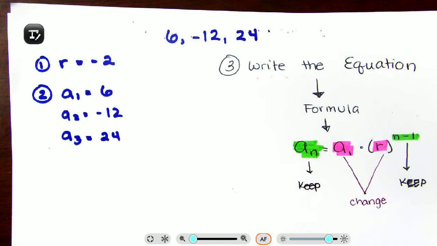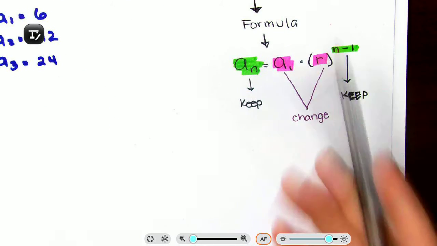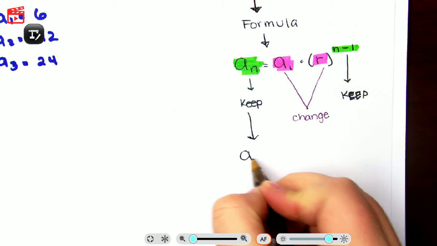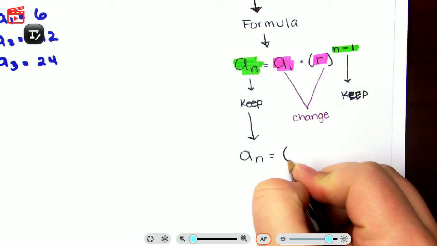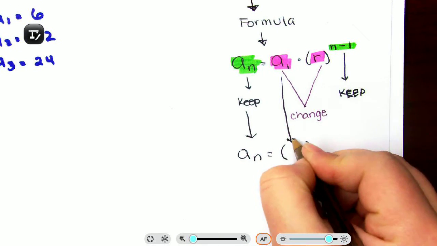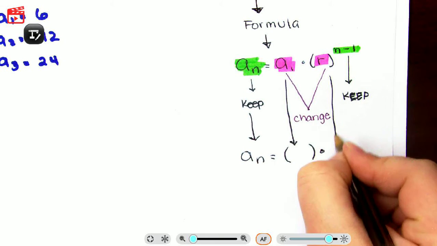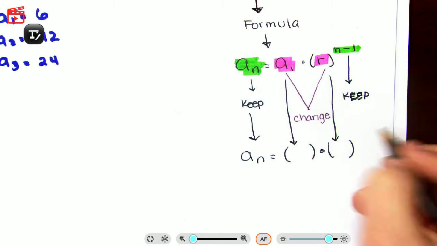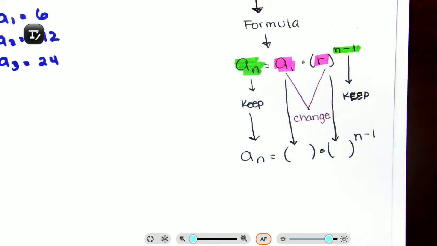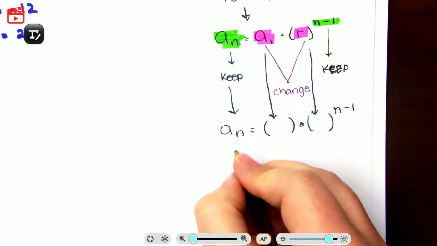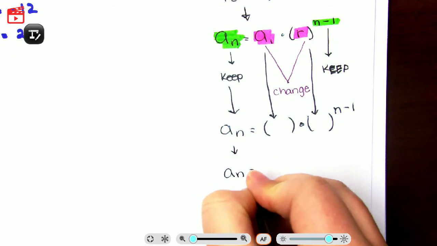So how would the formula look? We're going to keep a sub n, so we're going to copy it down. We're going to change a sub 1. We're going to times that by r, but we're going to change r, and we're going to keep my n minus 1. I'm going to copy this down one more time just to let you guys know.